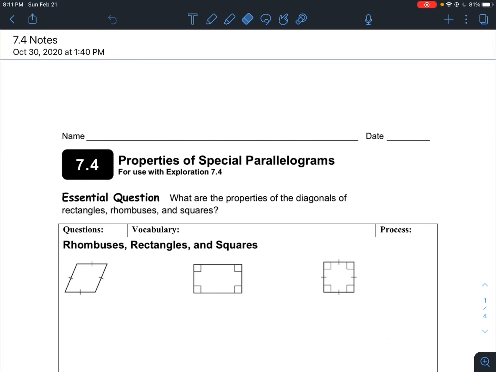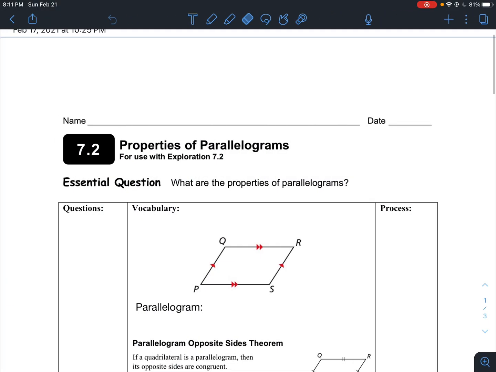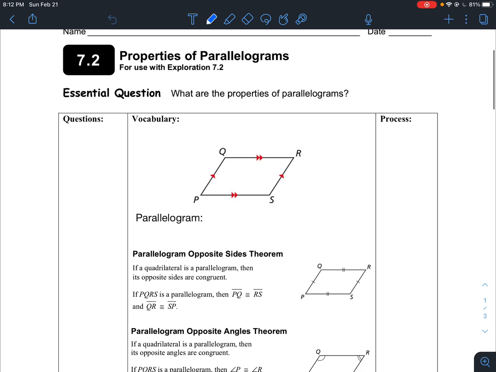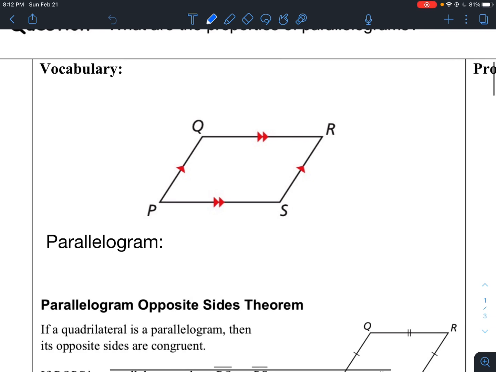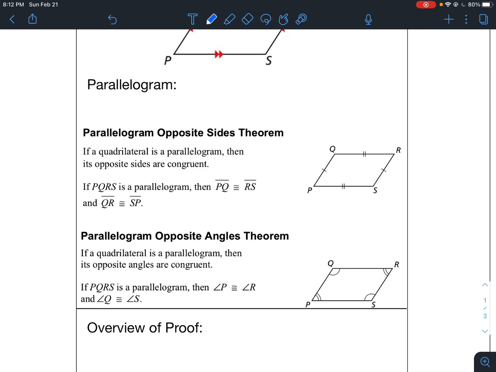Hey, what's up guys? So we are in 7.4, and if you remember from 7.2, in 7.2 we talked about parallelograms, and if we do just a quick review of that, we learned that parallelograms are quadrilaterals that have two pairs of parallel lines, and opposite sides were parallel. So if you remember that from a parallelogram, we learned four different properties or theorems from parallelograms.